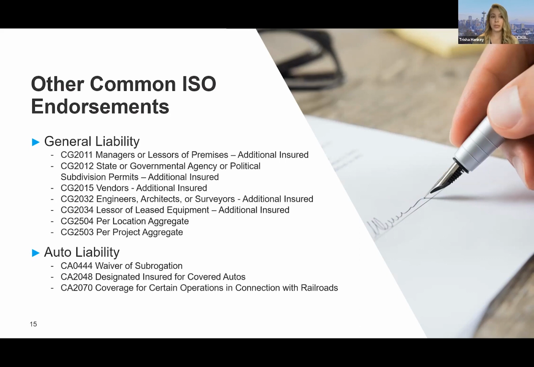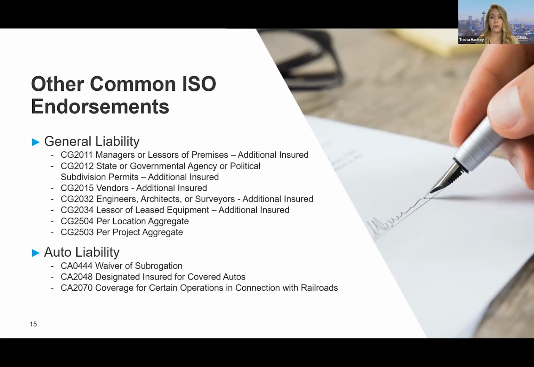CG 2032, additional insured engineers, architects, or surveyors. This is often required of subcontractors who are not engaged directly with the engineers, architects, or surveyors, but are required contractually by the GC or owner to name the engineer, architect, or surveyor as an additional insured. CG 2034, additional insured lessor of leased equipment. Equipment rental companies often require to be named as an additional insured for the third party bodily injury or property damage that may potentially take place from the use of the equipment leased to you as the named insured.